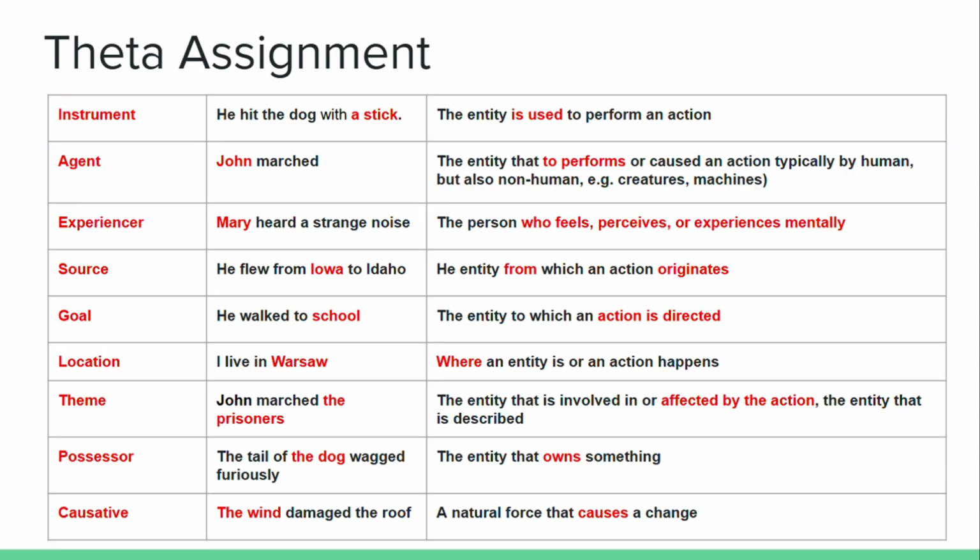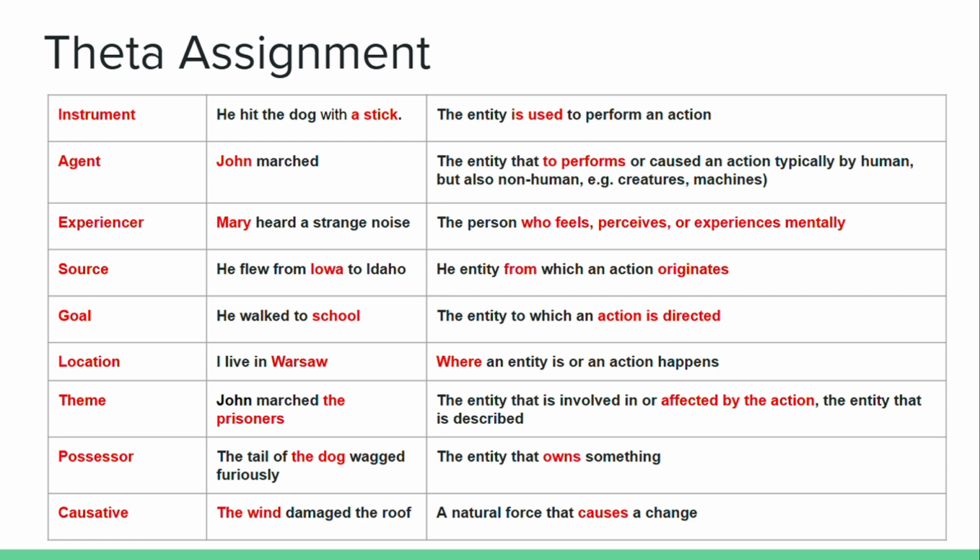Let's look at the terms of theta roles. Let's look at the term instrument. The sentence, he hit the dog with a stick. Here, the noun phrase, a stick, is assigned the theta role of instrument. The term instrument is defined as the entity used to perform an action.